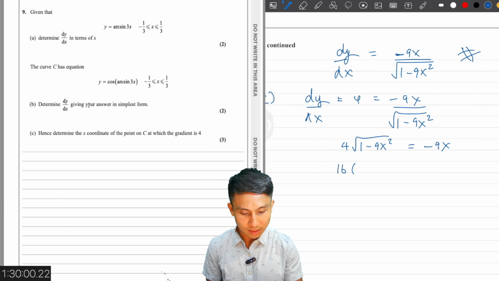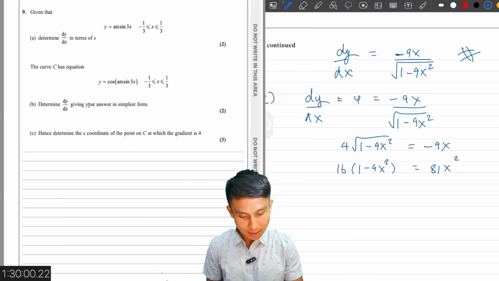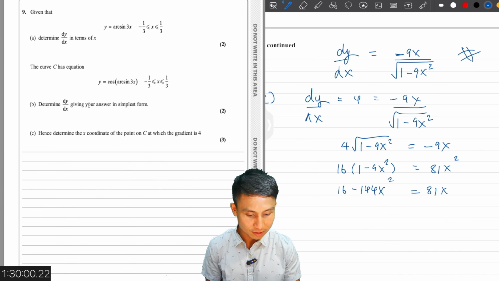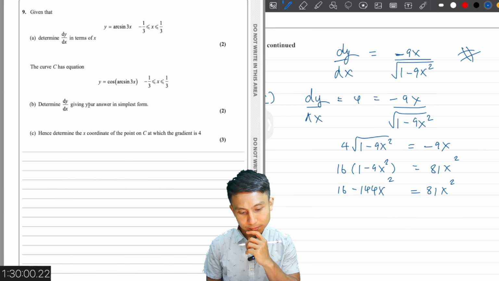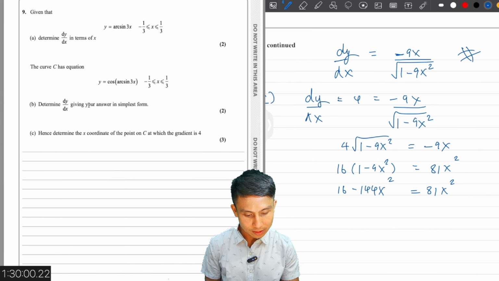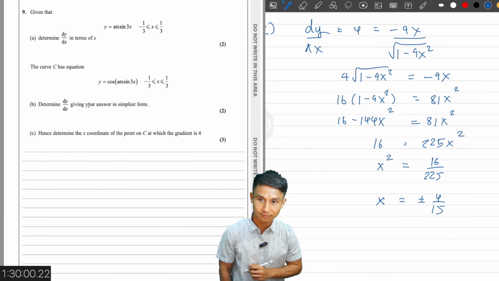So 16 times (1 minus 9x squared) equals 81x squared. And then we're going to have 16 minus 144x squared equals 81x squared. Is that right? Yep. So this is 16 equals 225x squared. I think x squared will be 16 over 225. So x will be plus or minus 4 over 15 if you do the square root.